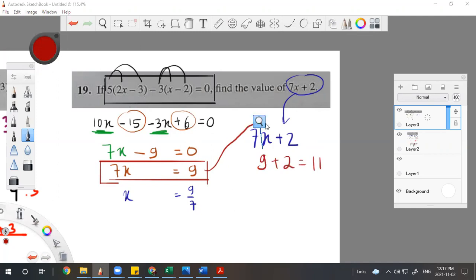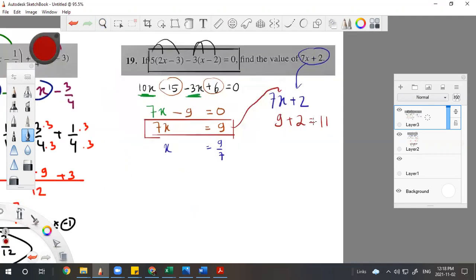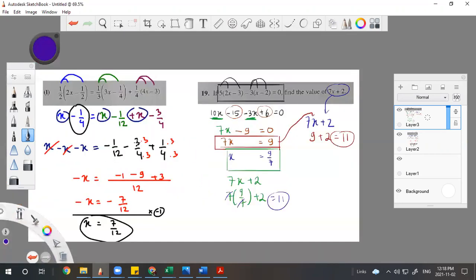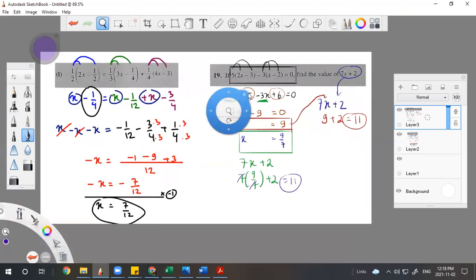plus 2, 11. But again, this is about the tricks. If you follow the old way, the long way, if you get x equals 9 over 7, you still can find the same answer. 7x plus 2. What is x? 9 over 7. 7 times 9 over 7 plus 2, right? So you can cancel the 7, and 9 plus 2 equals 11 will be the same. Okay. So if you have any question, ask me. Any questions so far?